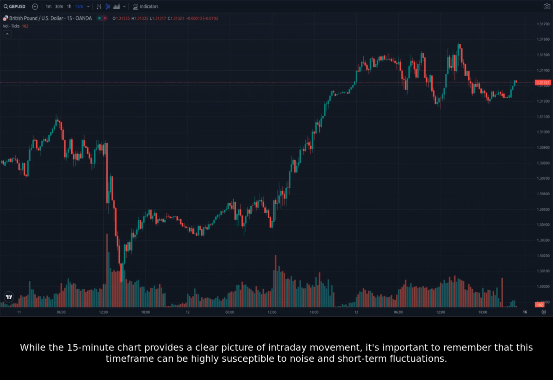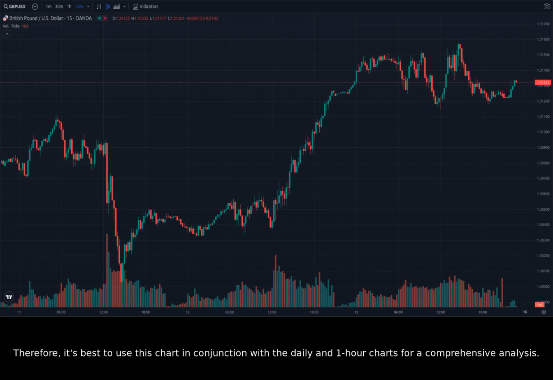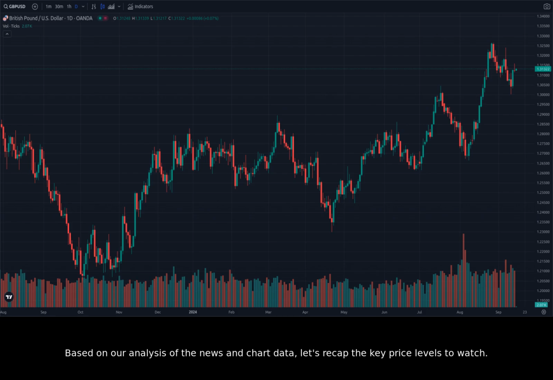While the 15-minute chart provides a clear picture of intraday movement, it's important to remember that this time frame can be highly susceptible to noise and short-term fluctuations. Therefore, it's best to use this chart in conjunction with the daily and 1-hour charts for a comprehensive analysis. Based on our analysis of the news and chart data, let's recap the key price levels to watch.